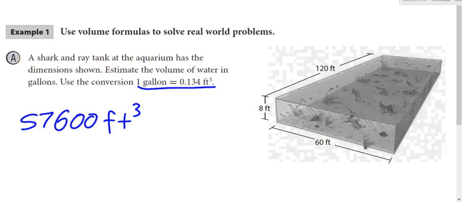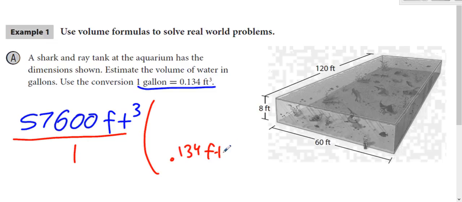So whenever you're doing a conversion, the easiest thing to do is put it as a fraction. And then next to it, you're going to write the conversion as a fraction. Since we have feet cubed in the top of our first fraction, we need feet cubed in the bottom of our next fraction so that they can cancel. So we're going to put the 0.134 cubic feet in the bottom and the 1 gallon up top. By doing that, cubic feet cancels cubic feet. That's what you want out of a conversion. You have 1 in the denominator and 1 in the numerator, they cancel out.